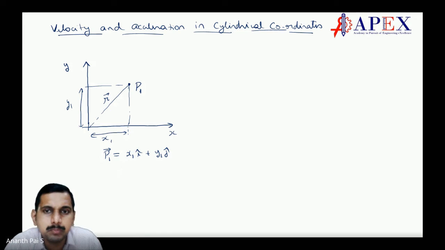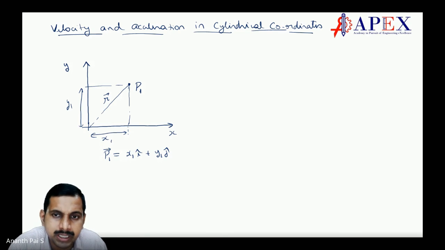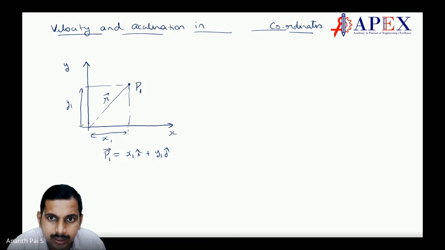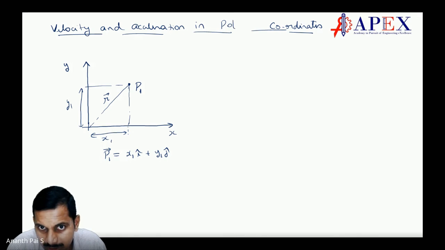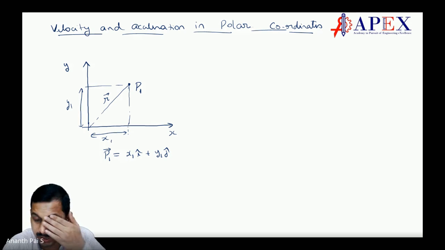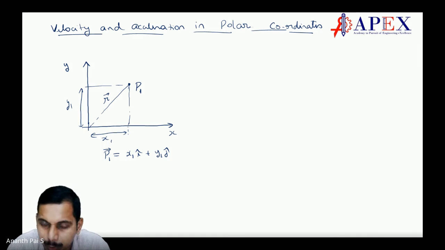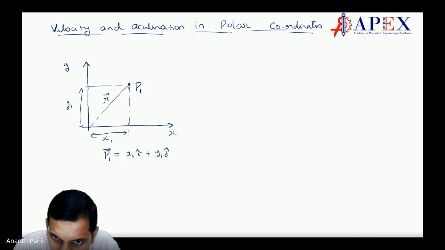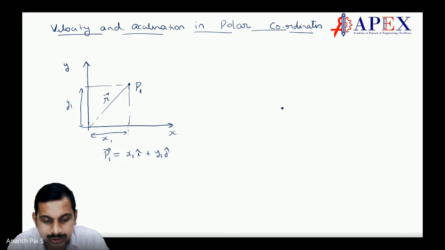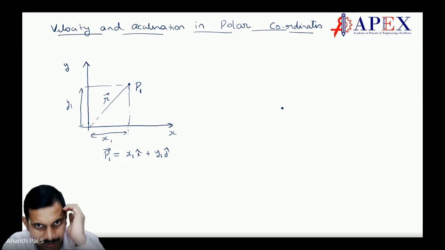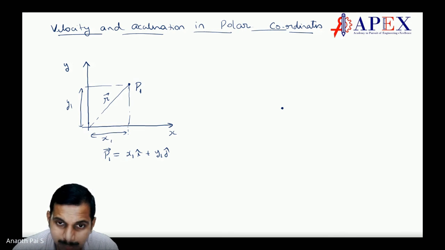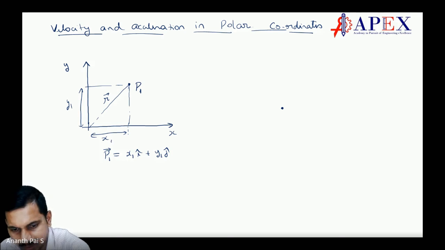Now, how is it in polar coordinates? Let us not say cylindrical, let us say polar, okay? We will not go with cylindrical, we will go with polar, okay? Cylindrical and spherical we will see later. We will only stick to polar for now, because spherical becomes very, very difficult and is not required, okay?